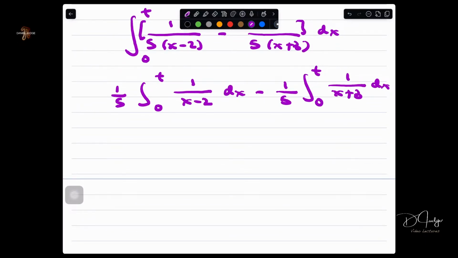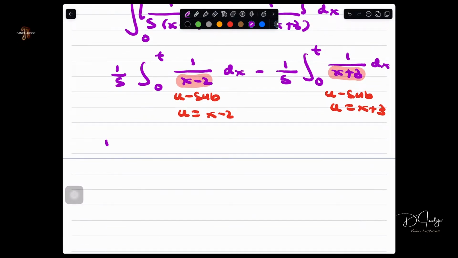Okay, so we're going to integrate here. U sub. This is a nice U sub question, where u is x minus 2, and it's really for both two u sub questions. In this case, u is x plus 3. So we got u substitution. This is 1/5 the natural log absolute value x minus 2 minus 1/5 natural log absolute value x plus 3, evaluated from 0 to t.